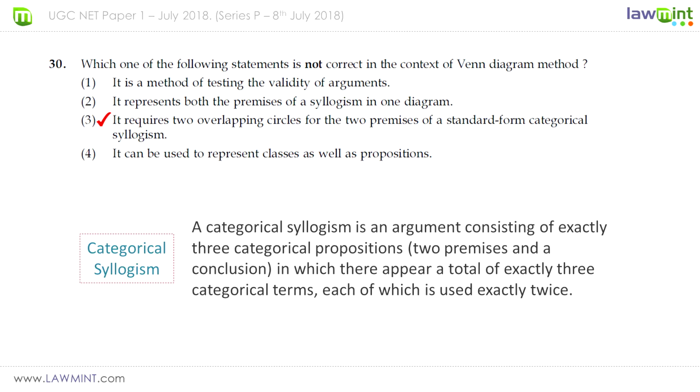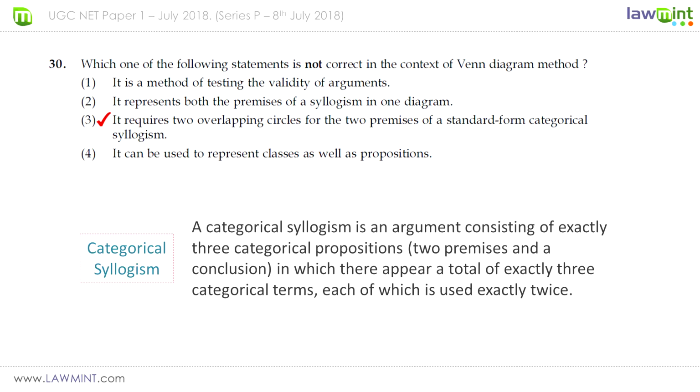validity of arguments. So statement 1 is correct. Venn diagrams represent both the premises of a syllogism in one diagram. So statement 2 is also correct. And statement 4 is also correct because a Venn diagram can be used to represent classes as well as propositions.